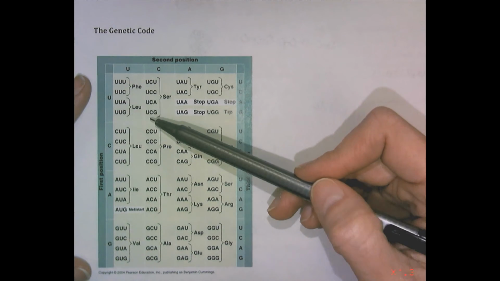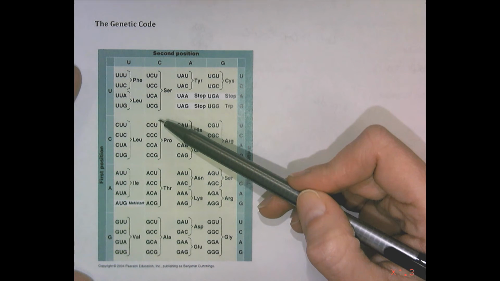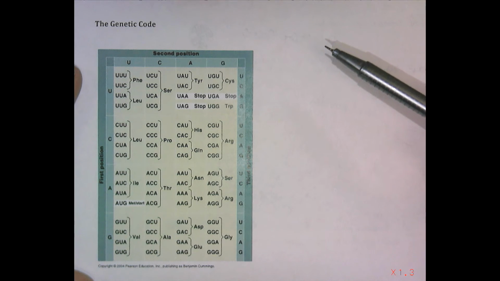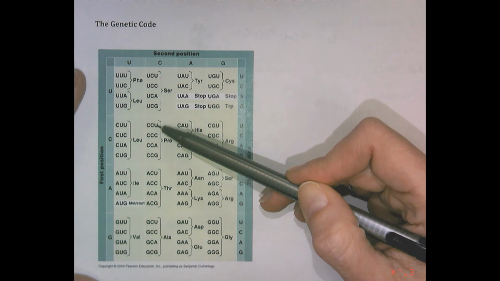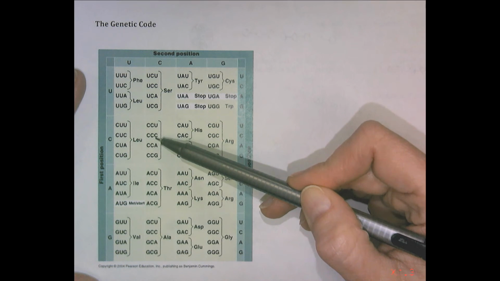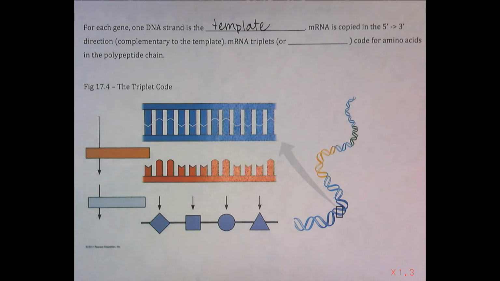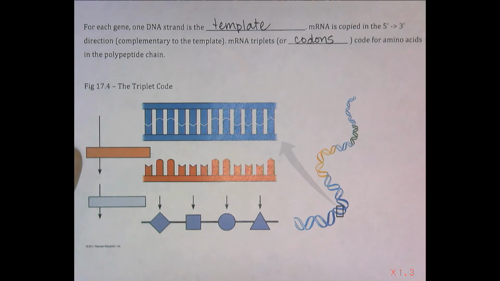You'll also notice I was talking earlier about wobble and the redundancy of the code. Redundancy means you say it more than once. It's redundant to say that. So you can notice here that no matter what my third base in my codon, I still get the same amino acid. So mRNA triplets or codons code for amino acids in the polypeptide chain.